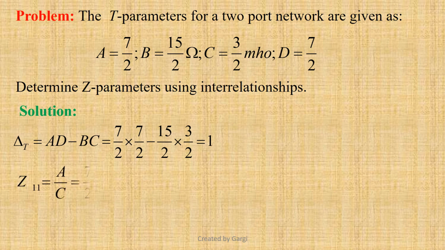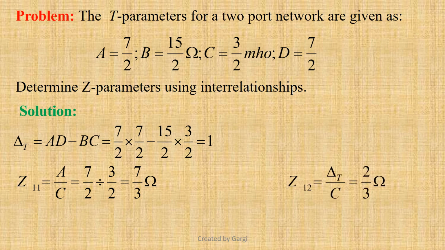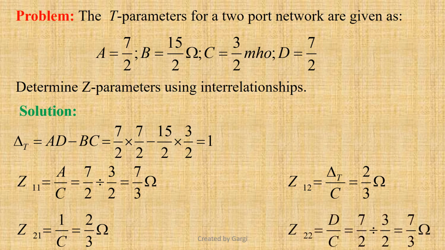We know Z11 equals A upon C, that is equal to 7 upon 3 ohm. Z12 equals delta T upon C, that is equal to 2/3 ohm. Z21 equals 1 upon C, that is equal to 2/3 ohm. And Z22 equals D upon C, that is equal to 7 by 3 ohm.